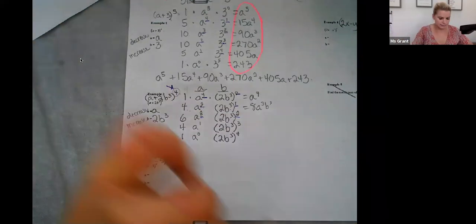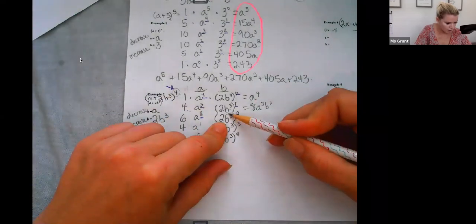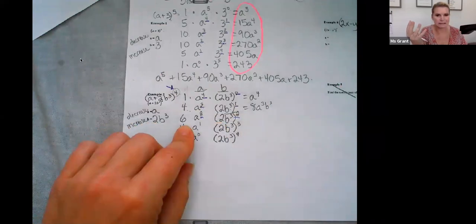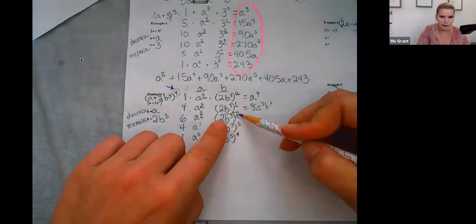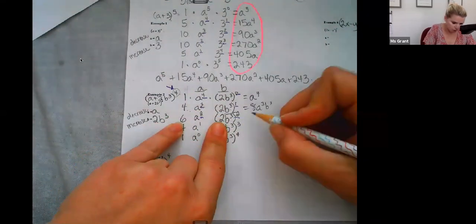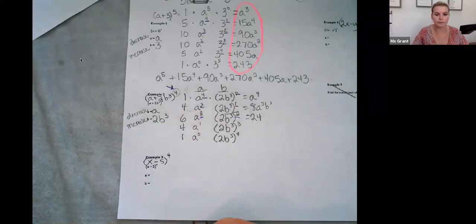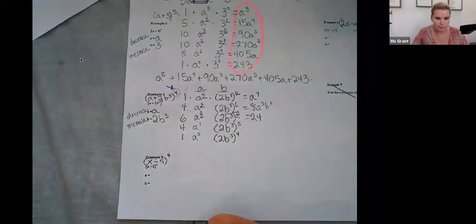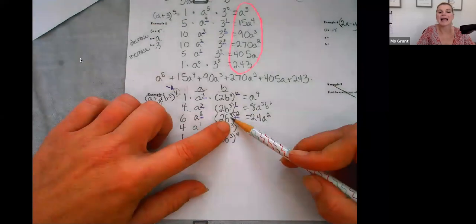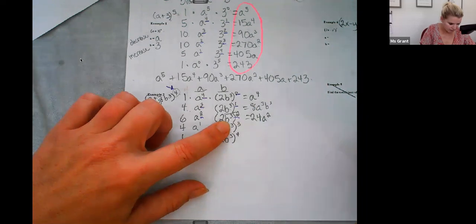Okay, now it gets harder because I've got 2b cubed squared. Do 2 squared, 4 times 6. 2 to the second power, 2 squared, 4 times 6, 24. So I got my coefficient of 24. Then it's a squared, b to the 3 times 2, right? Power to a power, b to the 6th.